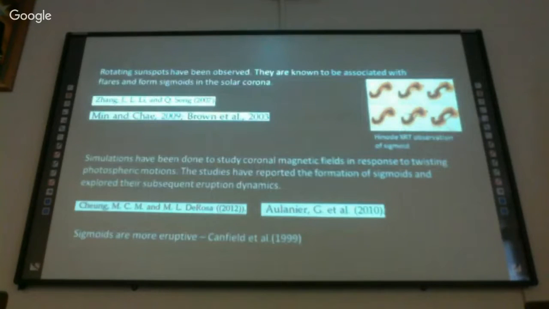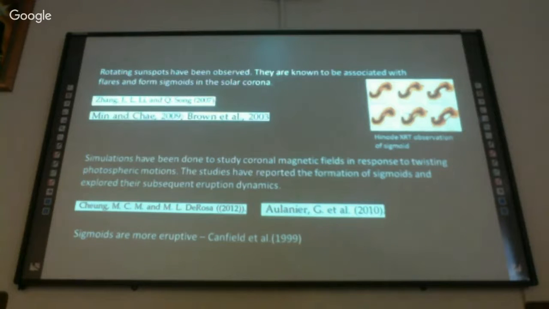There is observational evidence of vortical flows that develop in the photosphere which tend to rotate the sunspots. These are some papers where they have done observational studies on rotating sunspots, and they are known to form sigmoid-like structures. These are S-shaped structures which form on top of rotating sunspots.